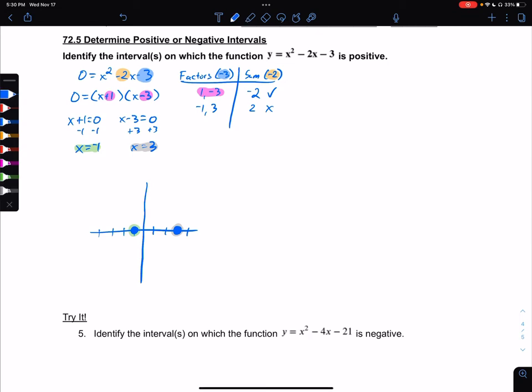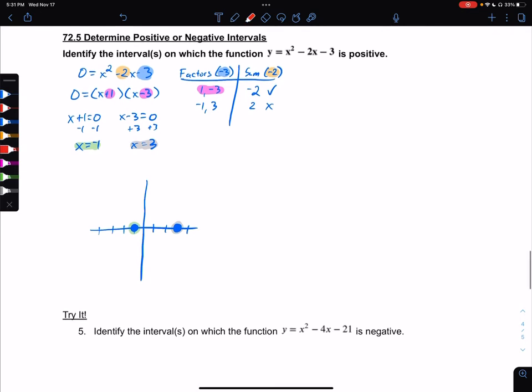I'm not really concerned with how narrow or stretched or compressed this graph is. I don't really care where the vertex is. What I do care about is which way the graph opens, whether it opens up or down. Since my a value here is positive, my graph is going to open up. So I'm just going to draw a graph that looks like this. All I care about is whether it opens upwards or downwards.